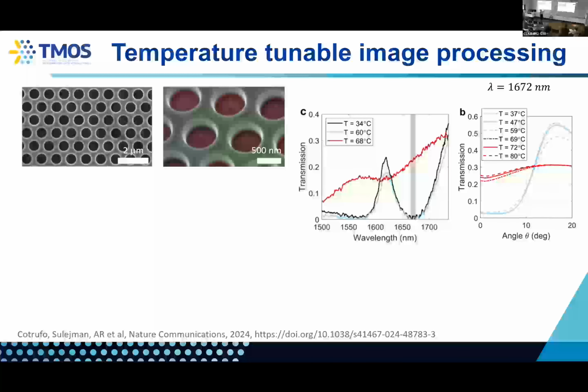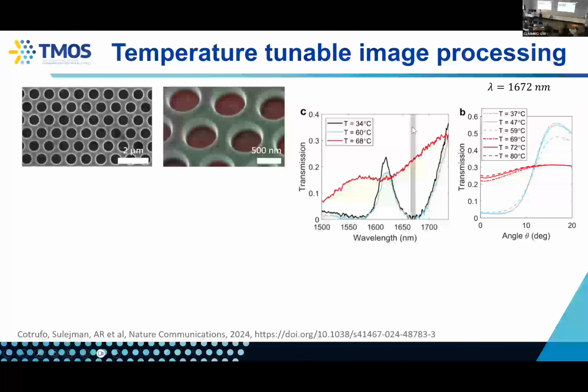So in the top left, we have scanning electron microscope images of the fabricated device. Over here, we have the transmission as a function of the wavelength. So we've got transmission spectra through the device at different temperatures. And you can see at the lower temperatures, we have a significant peak here and a low transmission here. But as the temperature increases above the phase change transition temperature, you can see that these resonant features disappear.